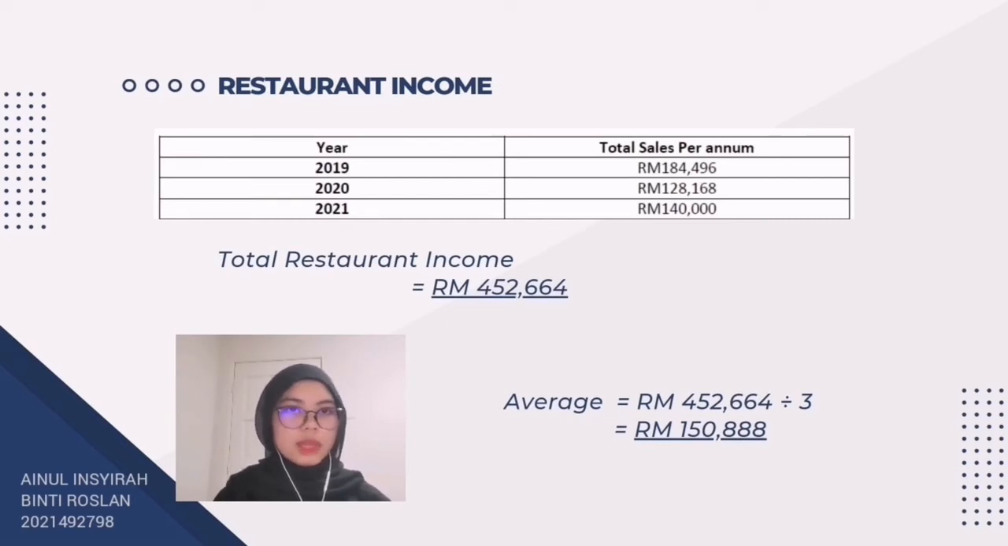Now I will be explaining about the restaurant sales income. As the question has given us the total sales per annum, it is easier for us to use the information and just find the total income for restaurant and find the average. So the total restaurant income will be 452,664 ringgit, and when we divide it by 3, because we are using 3 years, it will become 150,888 ringgit. So that is the amount of income for our restaurant.